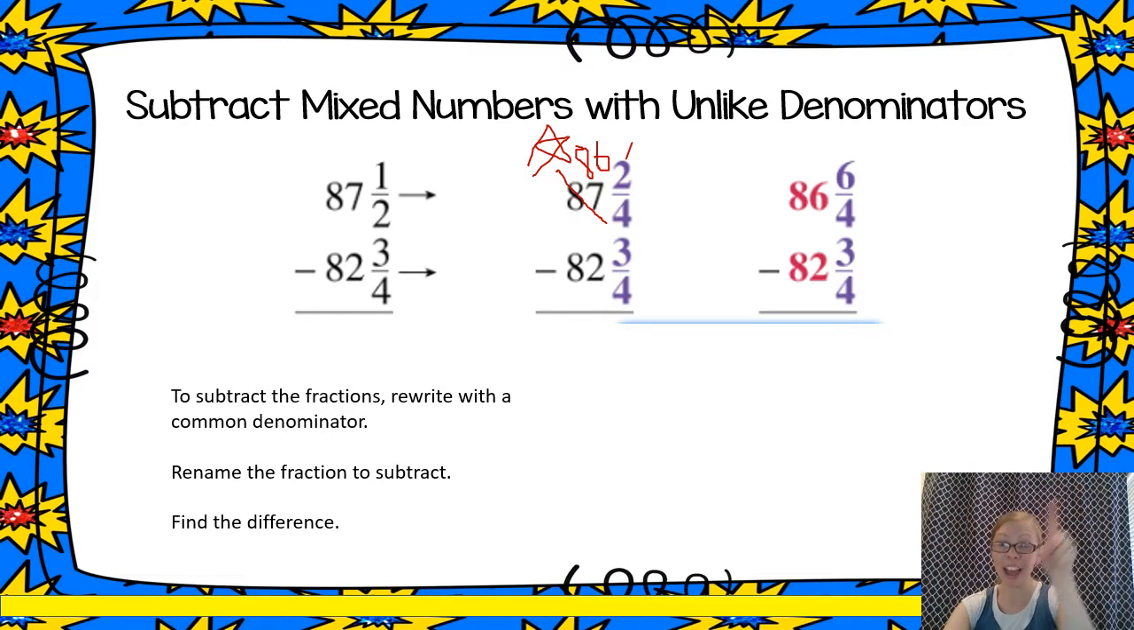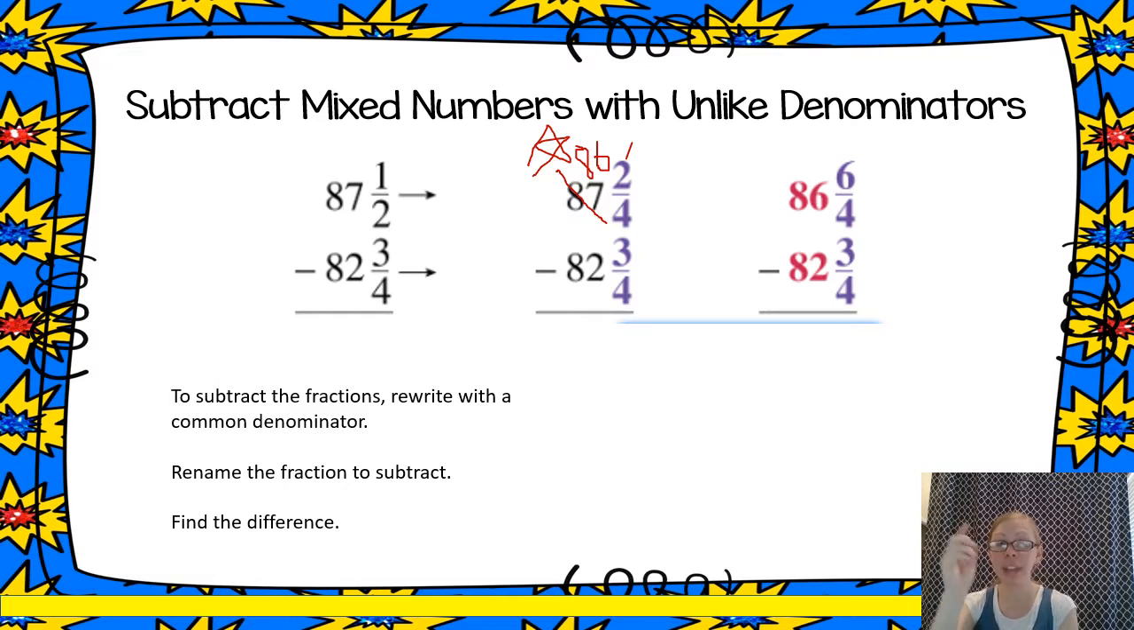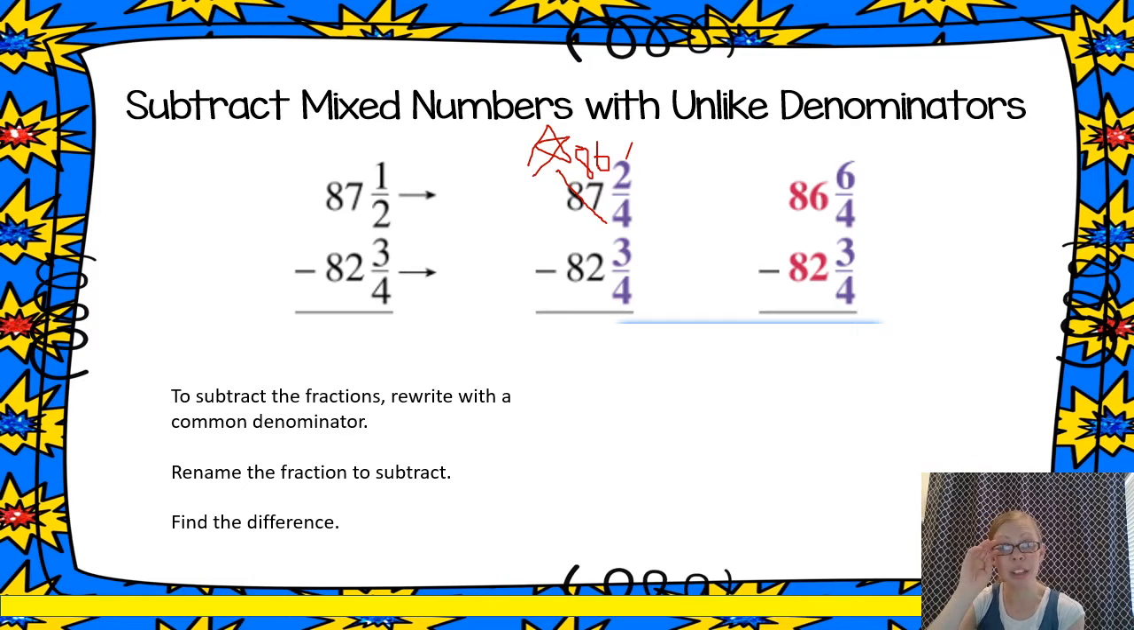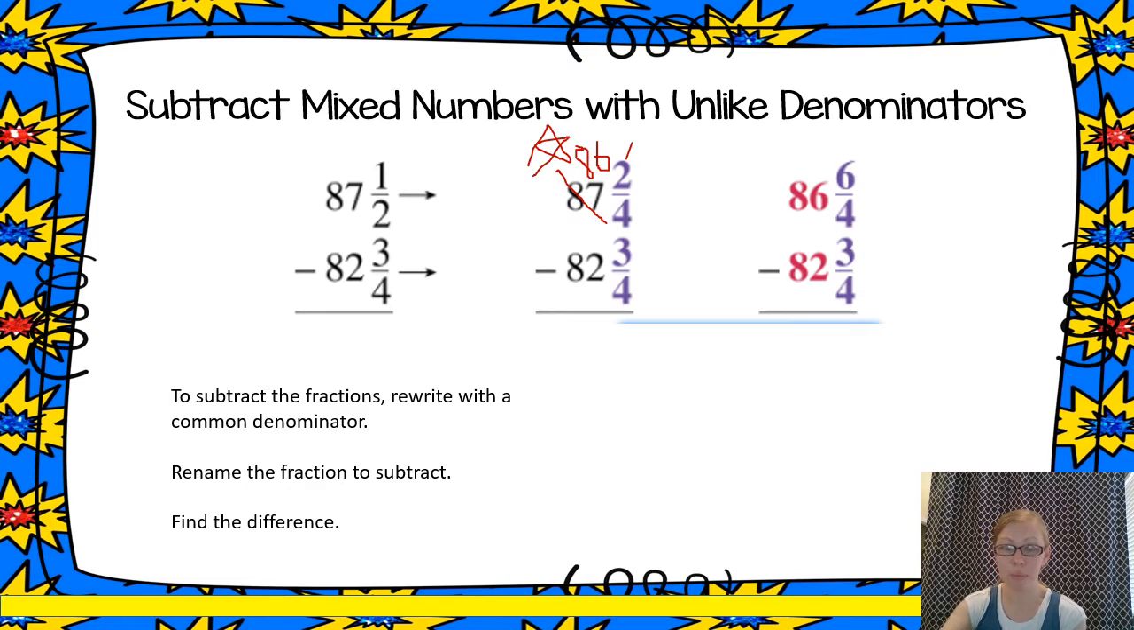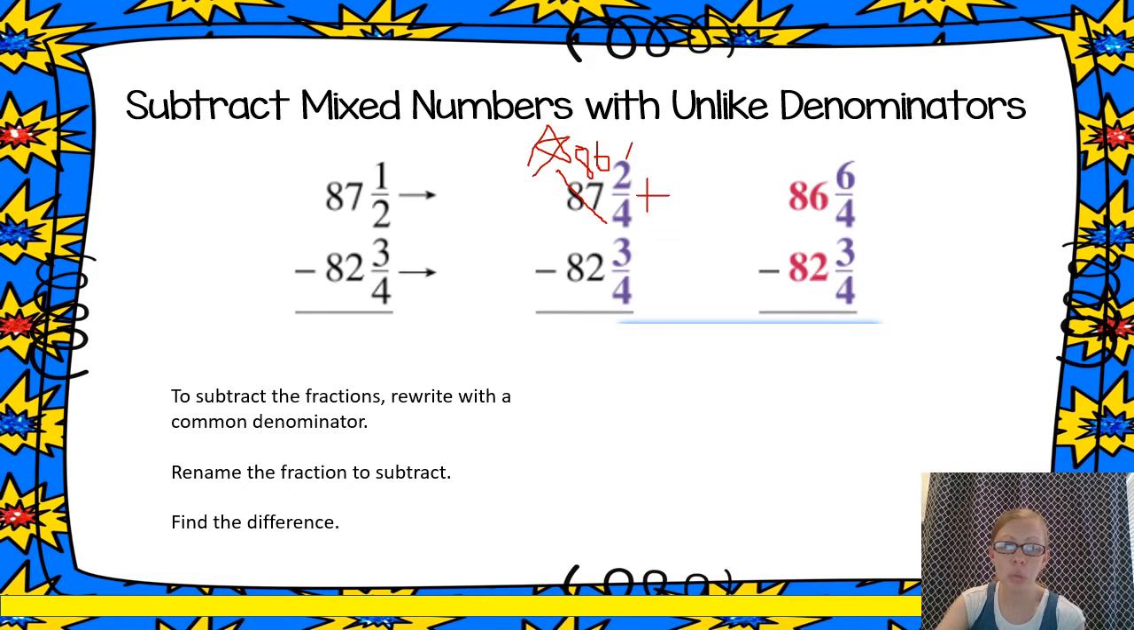Remember the pie that we cut up? That one whole can be cut into 4 equal pieces because 4/4 is the same as 1. I chose 4/4 because my denominator is 4. So I'm going to take my 2/4 that I already had and add the 4/4 that I borrowed from my whole number. So 2/4 plus 4/4 gives me 6/4 here, and now I have 86. So take a look at my new problem. 86 and 6/4 minus 82 and 3/4.